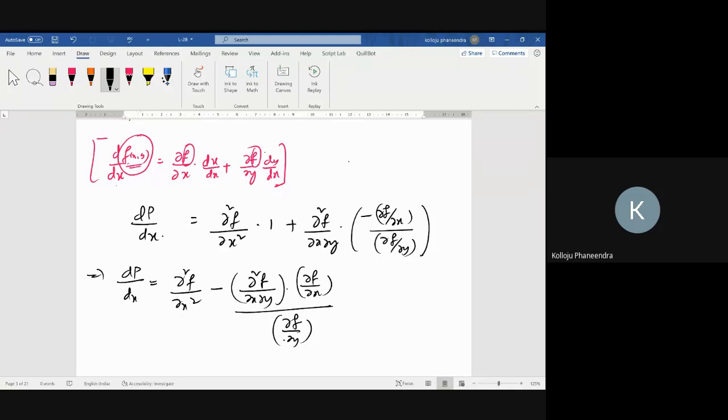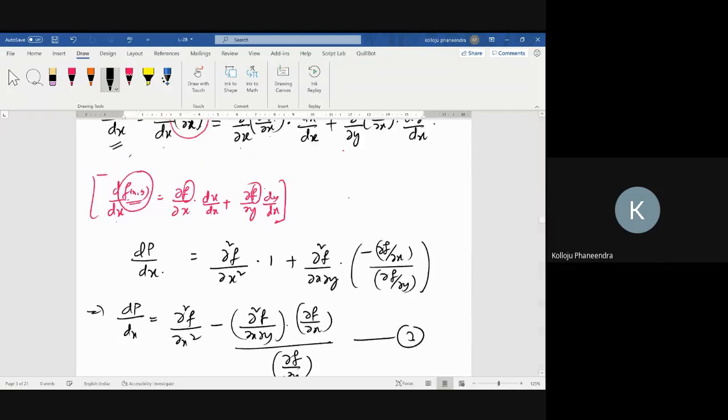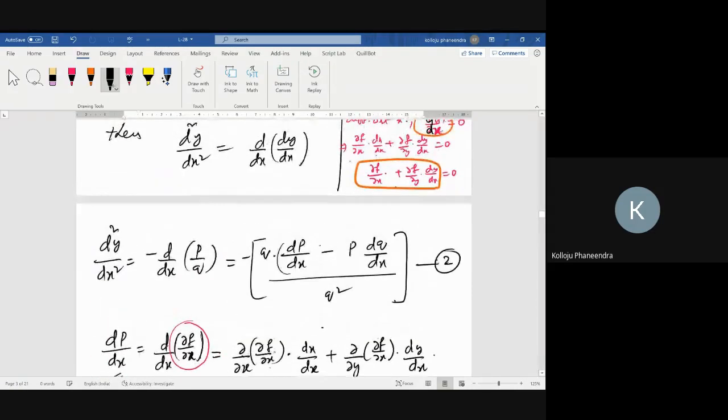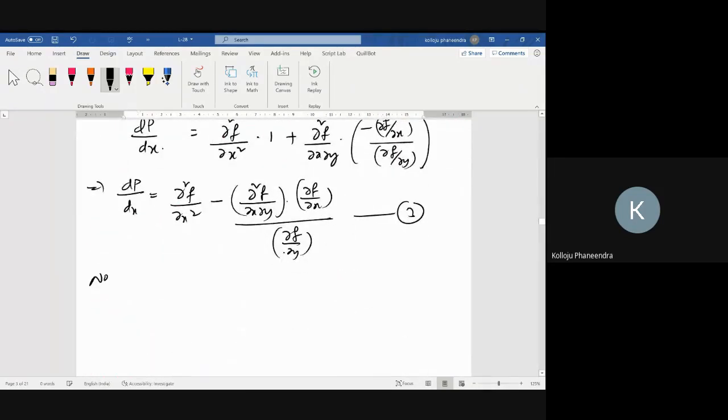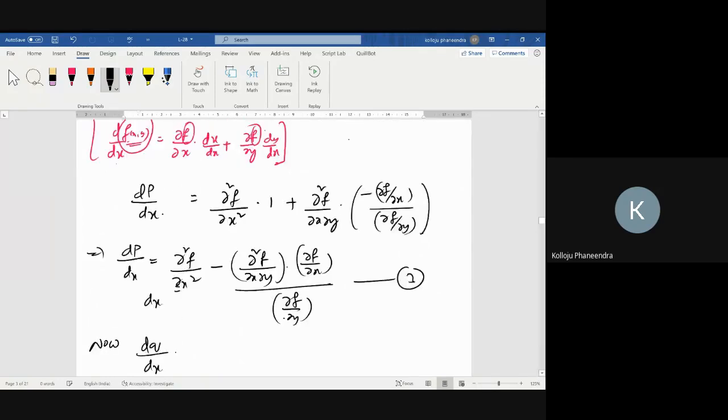Take this as 3. Now dp by dx is over, this part is over, dp by dx. Next I have to calculate dq by dx. Now dq by dx equals, again the same chain rule, this is called chain rule.